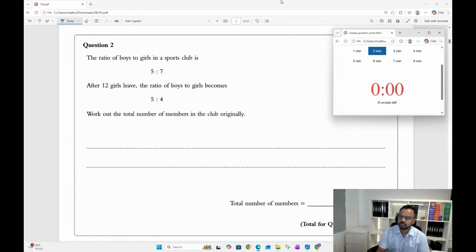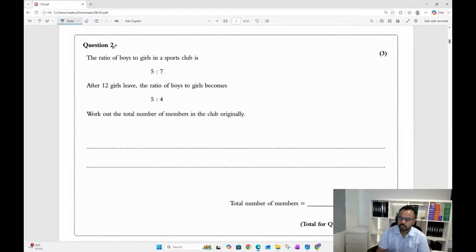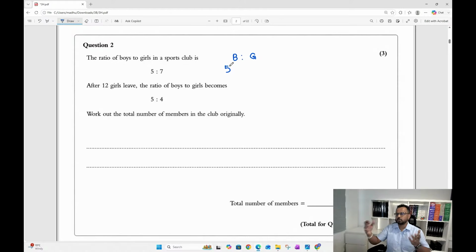Let's do this one, guys. Okay, time's up. The ratio of boys to girls in a sports club is 5:7. Now, boys, girls, they are in a ratio of 5:7, but we don't know the number of boys. It could be 50, 70, it could be 500, 700, it could be any multiple of that. Since we don't know the multiple, we put x there.